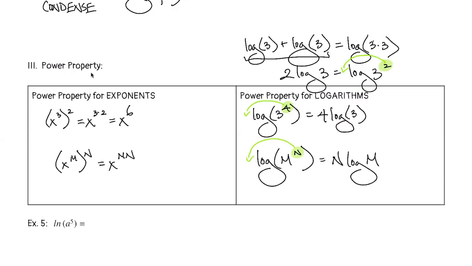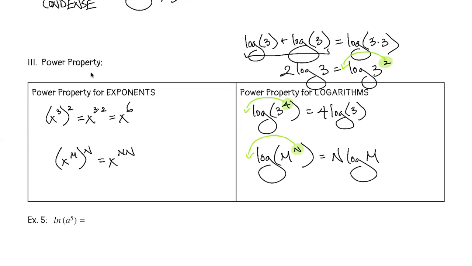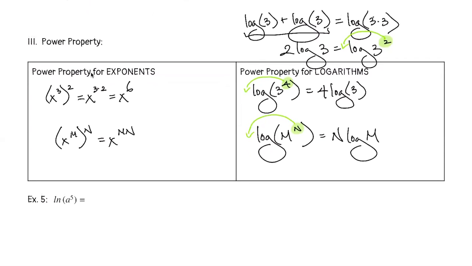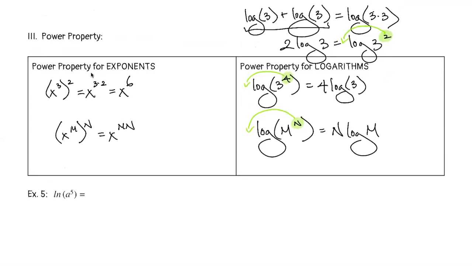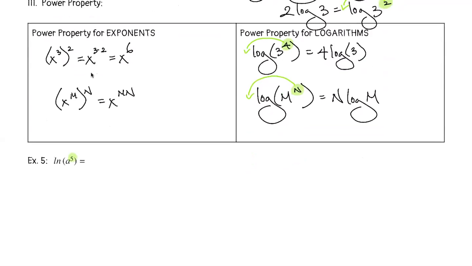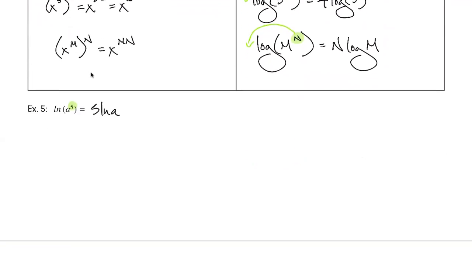Okay? A really handy property, you can move the power down, but you can also take a coefficient and move it up as a power. And so sometimes one form is going to be more useful than the other, okay? So if we apply that to example 5, we can take that power, bring it down, and we'll get 5 natural log a. Not a whole lot to that.